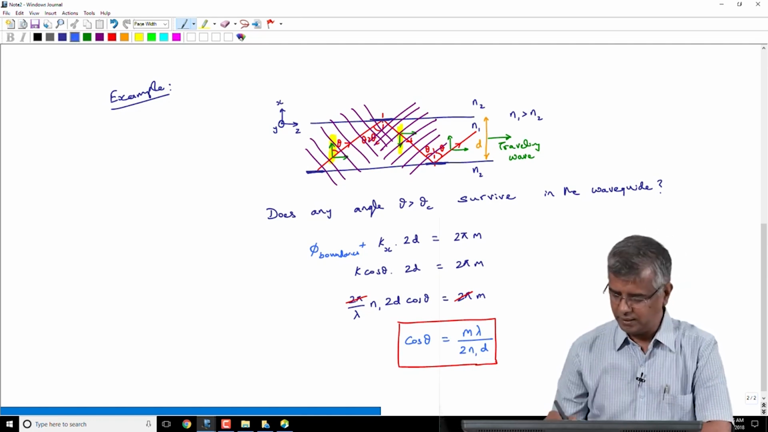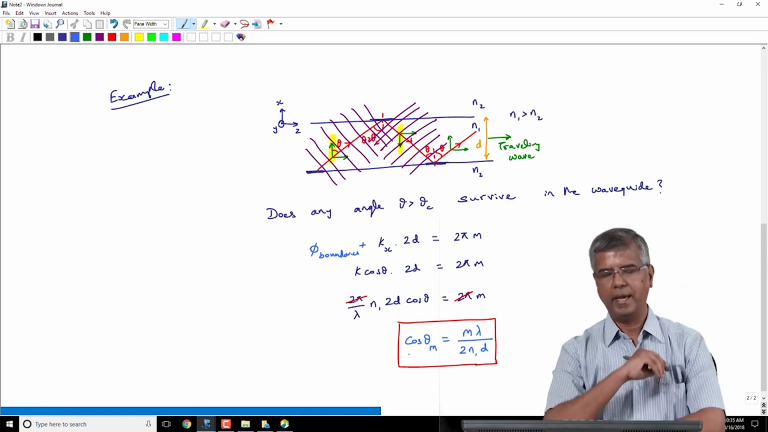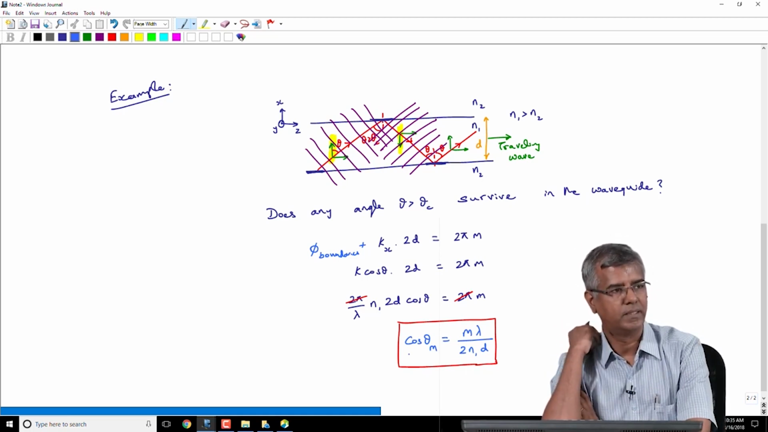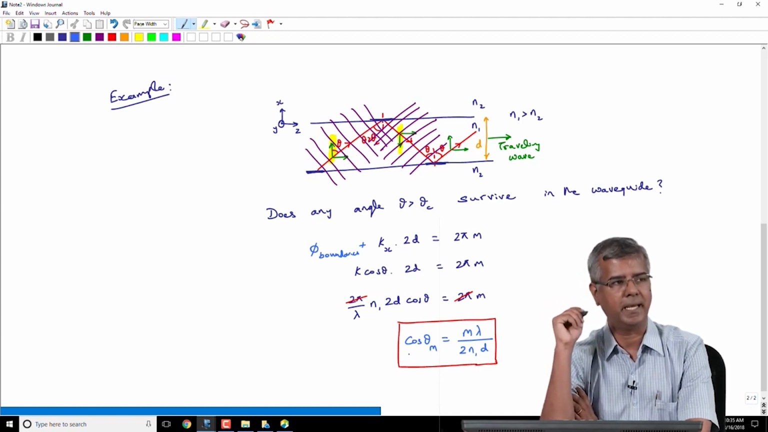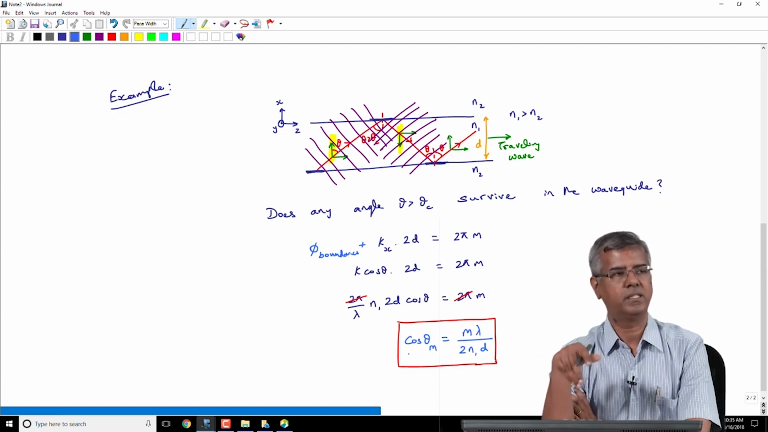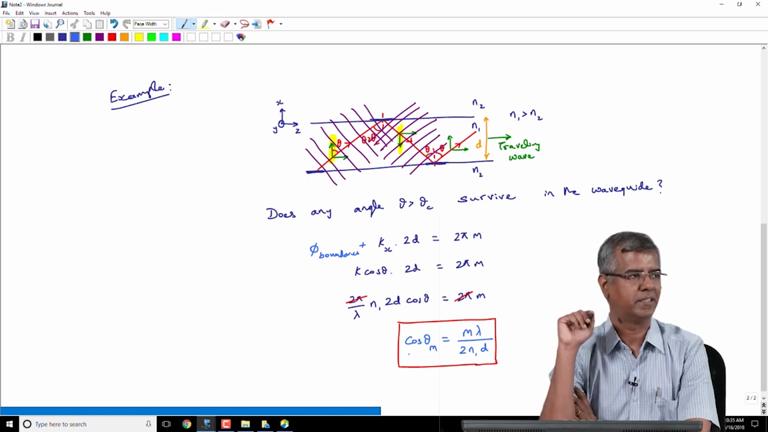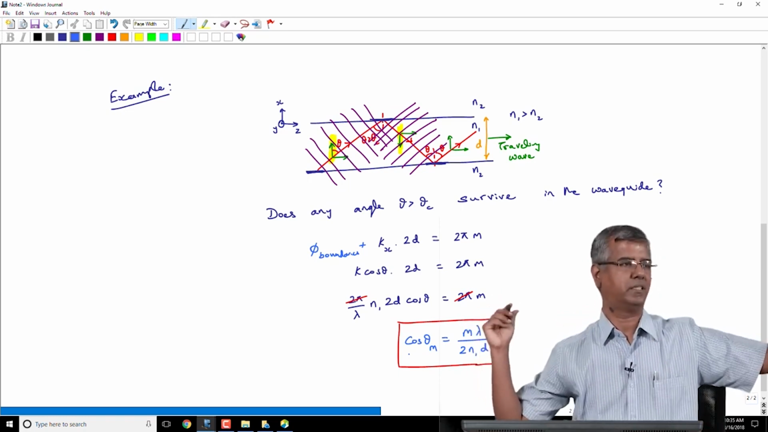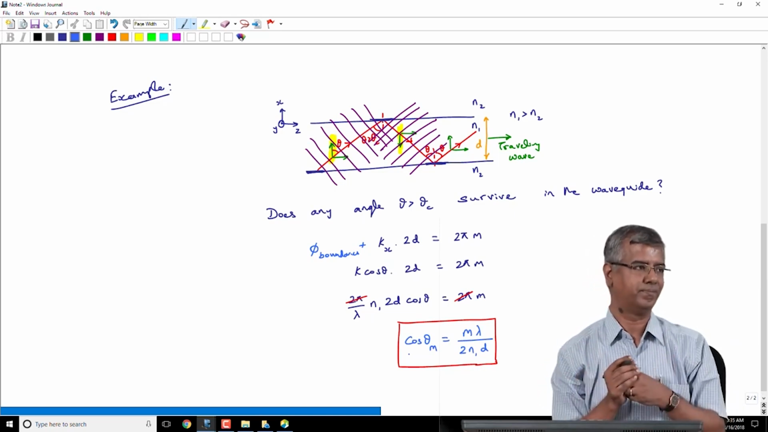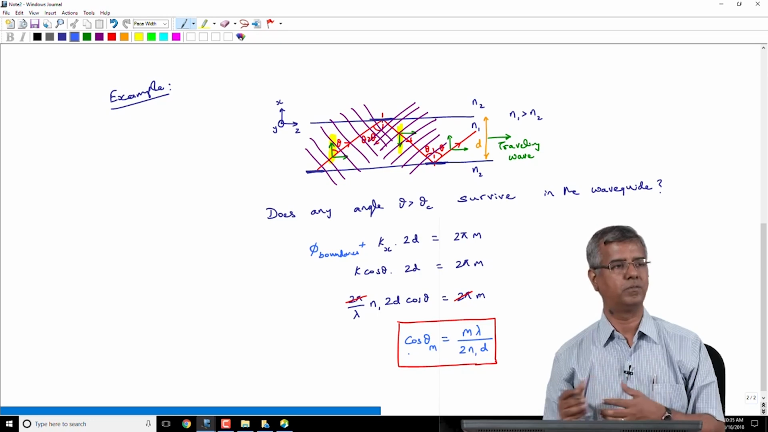only certain angles theta m, right. So, only certain angles theta m which satisfy this condition will actually survive this waveguide. So, it will survive in the waveguide, everything else will have to be just radiated out, or it will not even enter the waveguide, okay. So, that is what we are talking about.